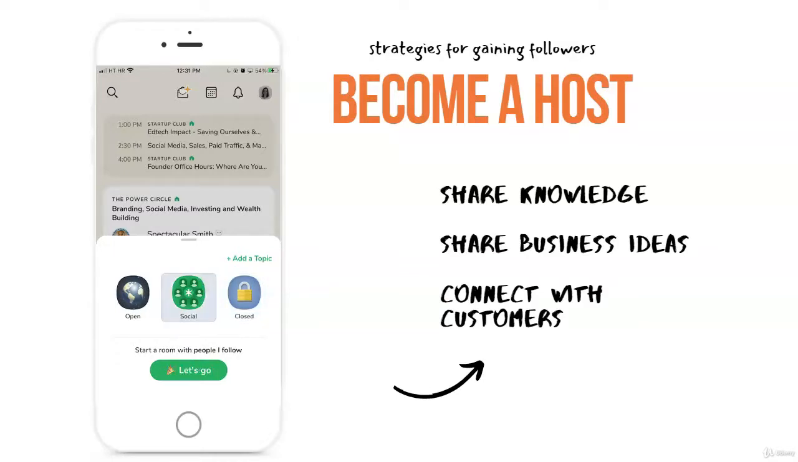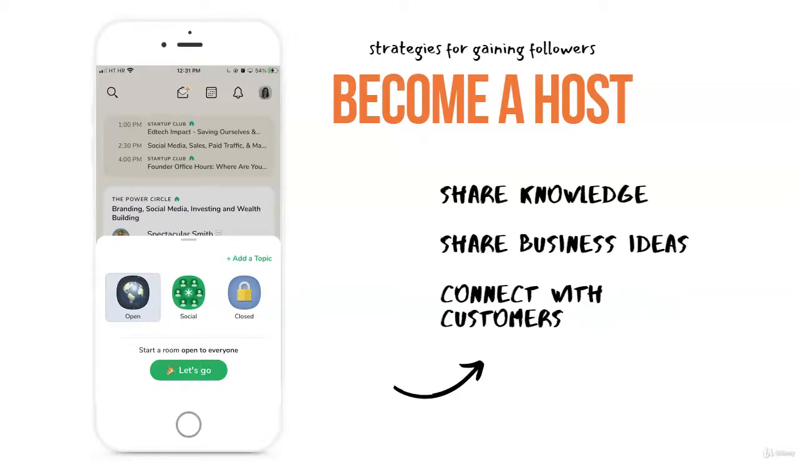A social room only includes people that you follow. So if you have a smaller following, you would only have those people in that room. Since Clubhouse is a social networking app, the best is to create a room that is open to everyone.